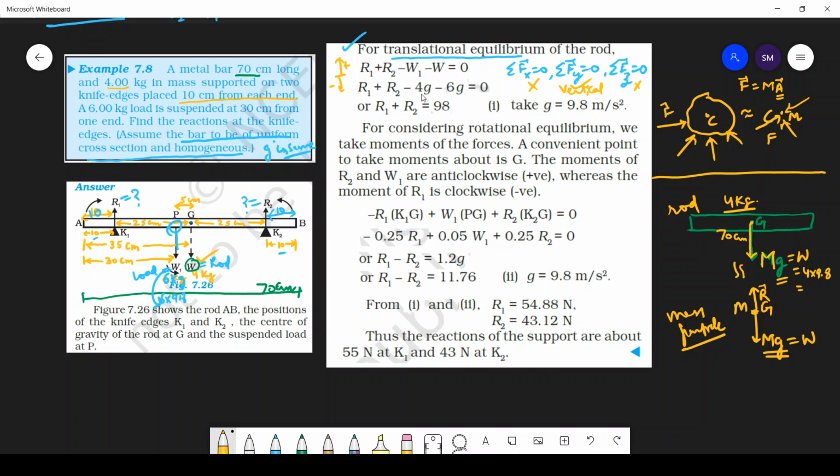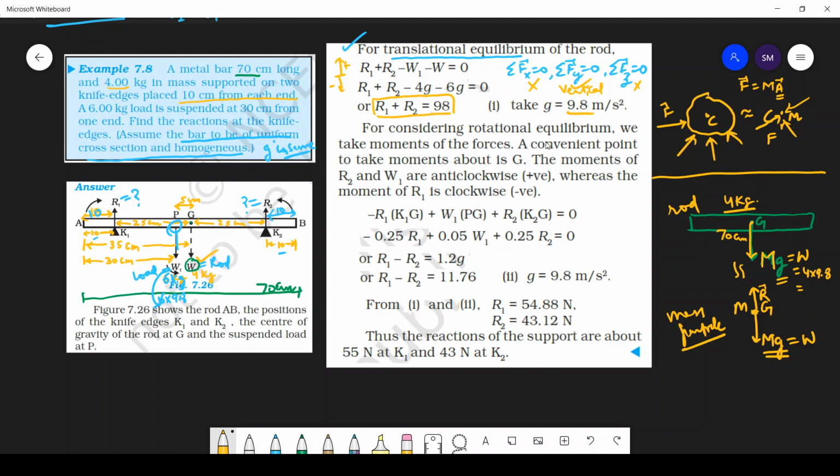So what is W1? 4 into 9.8. What is W? 6 into 9.8. Take g equals 9.8. So this is minus 10g. 10 into 9.8 is 98, and this will come to this side, so it will become positive. So this is the first equation that you have got. R1 plus R2 is equal to 98.